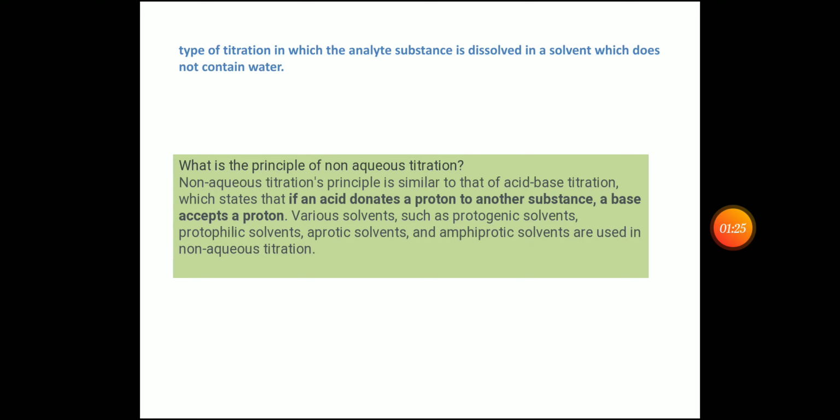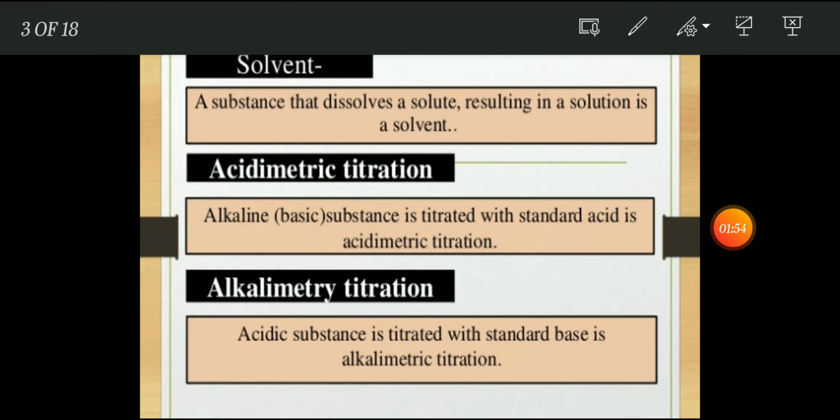There are four types of solvents we use in non-aqueous titration: protogenic solvent, protophilic solvent, aprotic solvent, and last the amphiprotic solvents, which are mostly used in non-aqueous titration. This is simple, keep it in mind. Simply remember the four solvents, you don't need to do more.